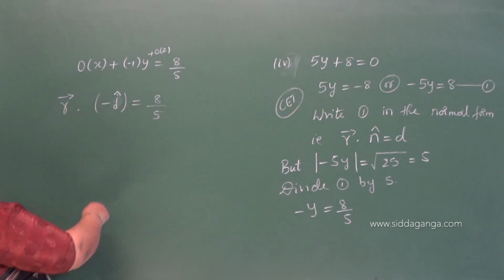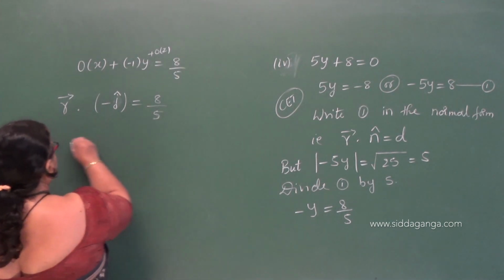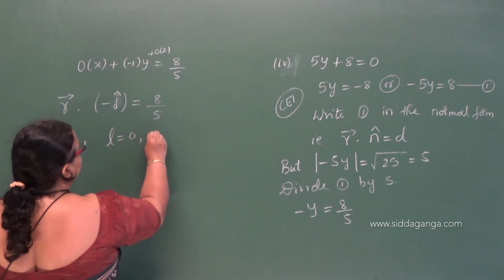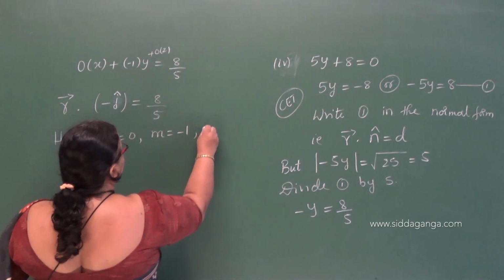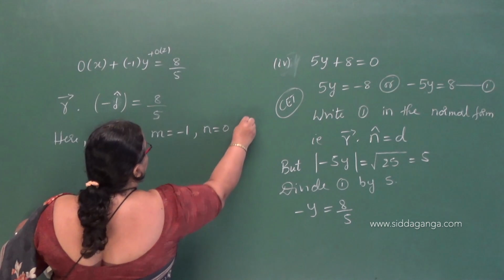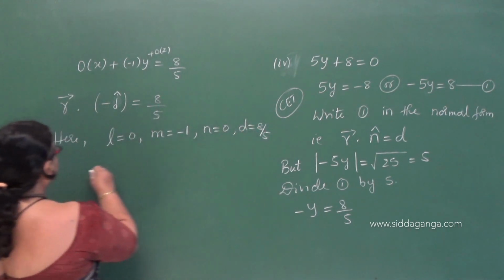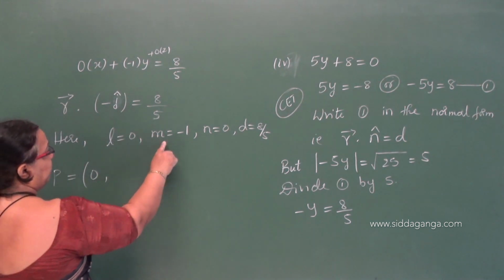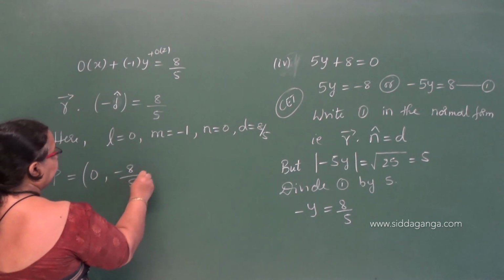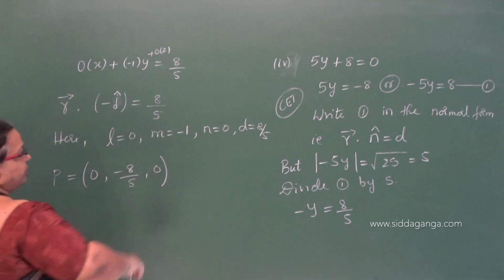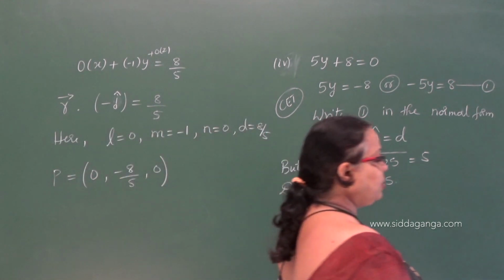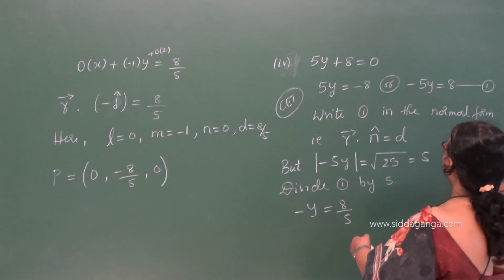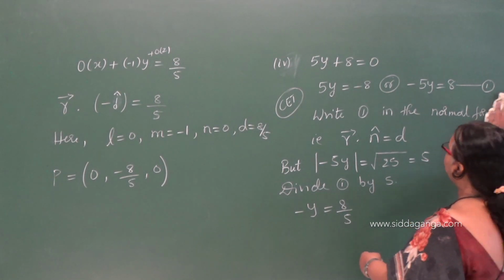So here L equal to 0, M equal to minus 1, N equal to 0 and D equal to 8 by 5. Therefore P equal to L into D, M into D, N into D, that is 0, minus 8 by 5, 0. So these are the coordinates of the foot of the perpendicular drawn from the origin to the given plane.